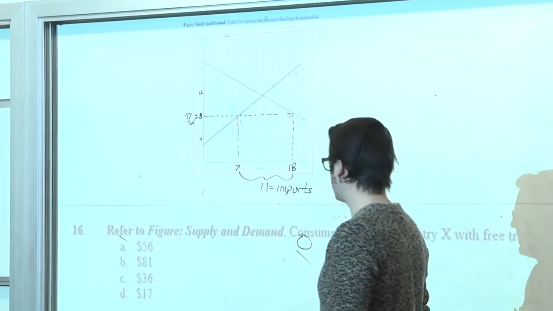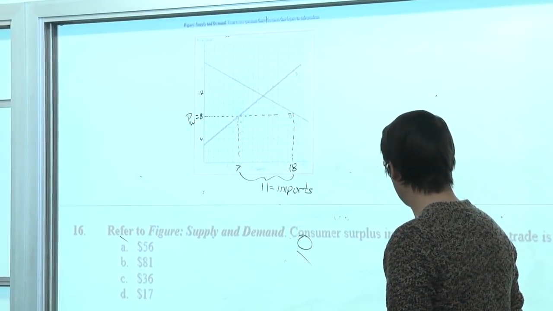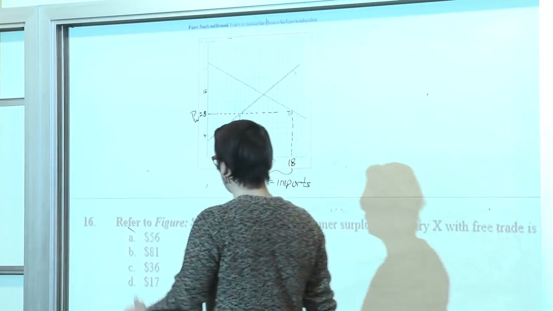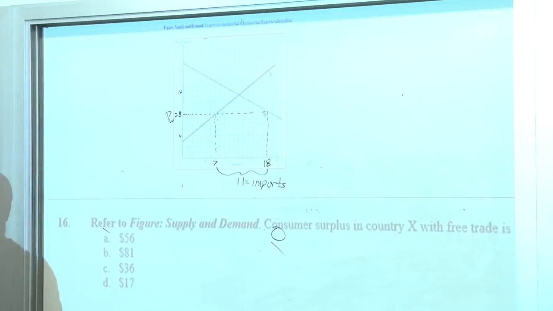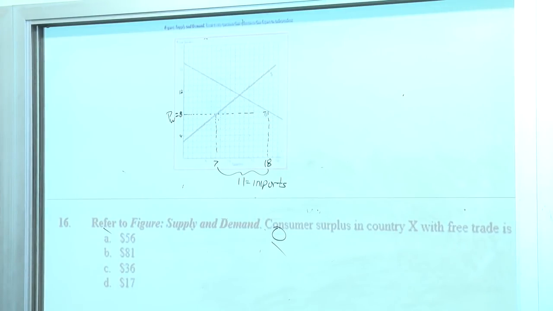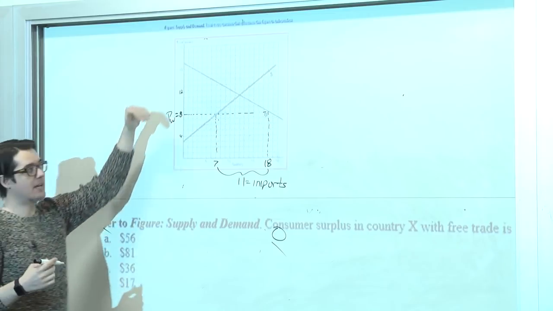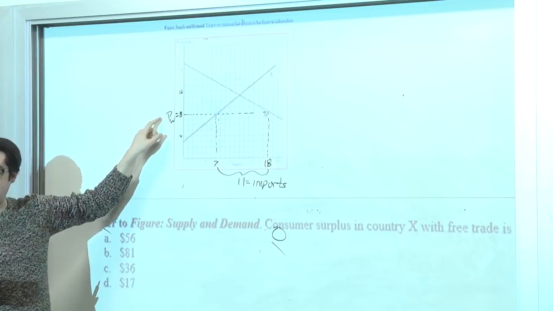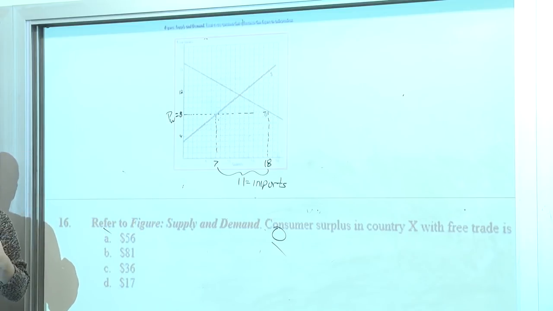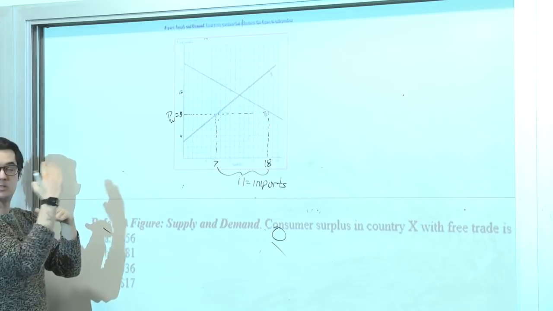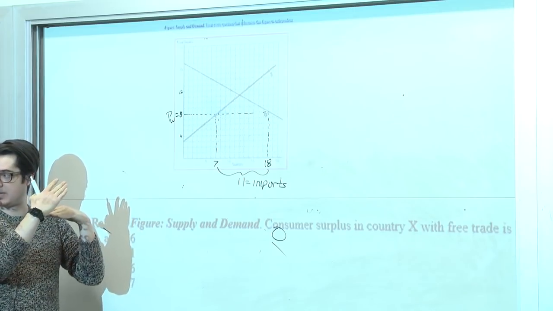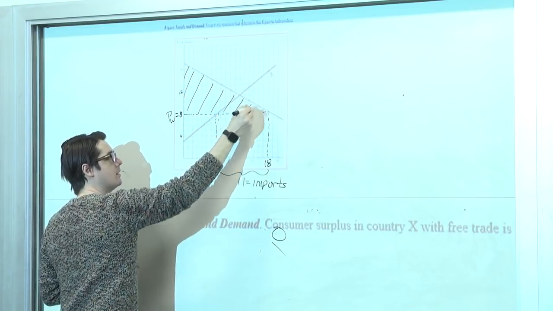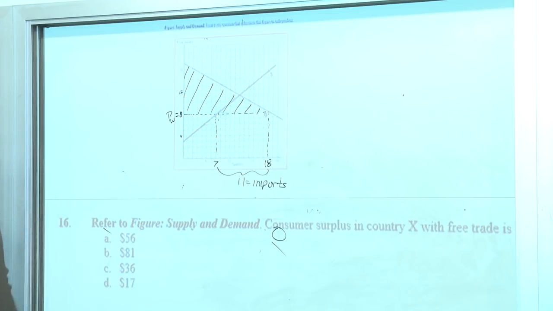Question 16 asks, consumer surplus in country X with free trade is going to be what? All right, now remember, our consumer surplus is the surplus value we get above what we have to pay. Okay, so the demand curve represents what we are willing to pay for a product. This world price, this is what we actually have to pay. So our surplus is going to be the difference between our demand curve and the price we actually have to pay. So it is going to be that whole triangle right there.